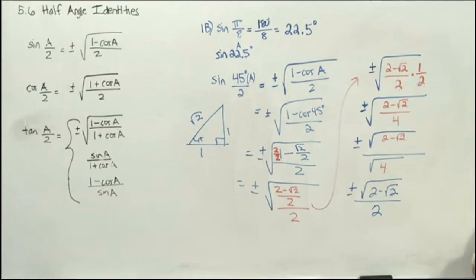Now I know what you're thinking. You're thinking I'll just divide out all those 2's. No, you can't divide this 2 with this 2 because this one's in a square root. This one is not. Okay? That is your final answer except for the sign.